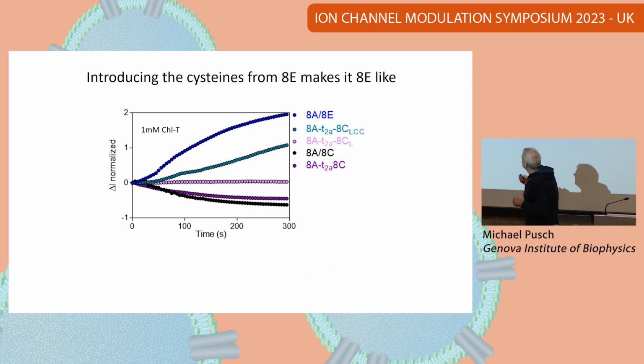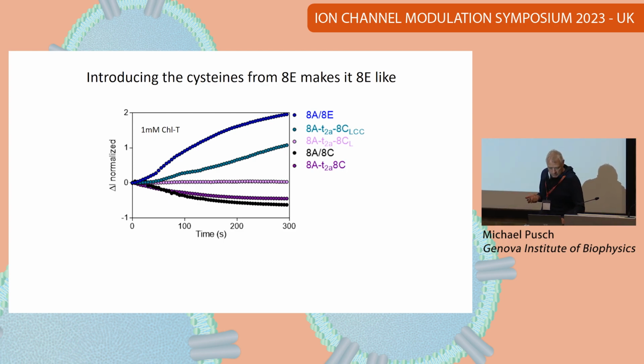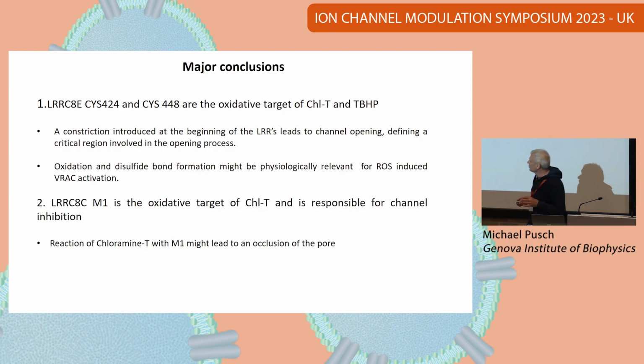Indeed, when you mutate the first methionine and also add back the two cysteines of the 8E, we actually get activation of this construct. So I'm practically finished. This is just the conclusions.